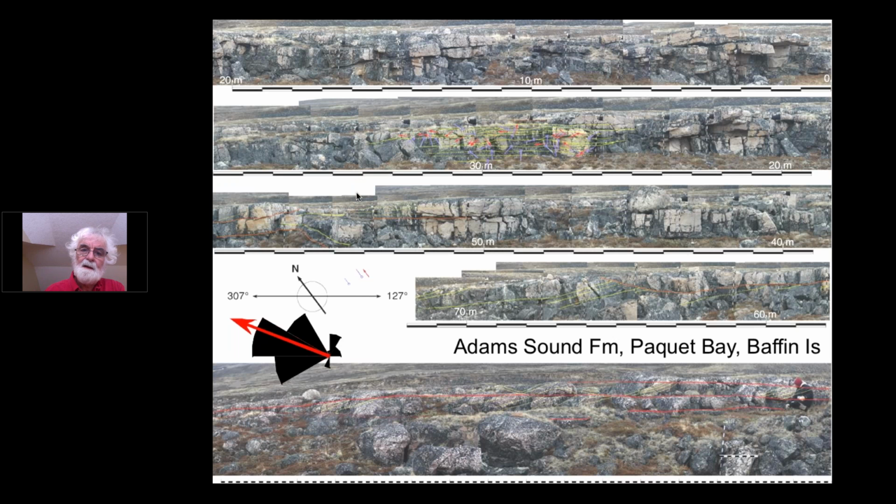Another example, this is one that has got a little hollow element up here. This is from the Adam Sound Formation in Nunavut. And again, downstream accretionary components are dominant in this system.